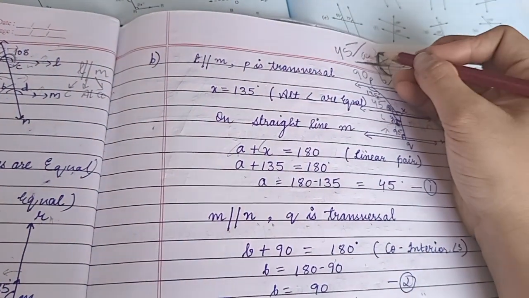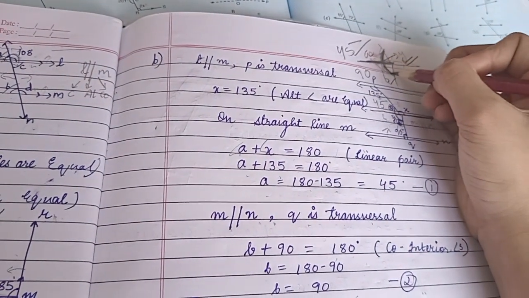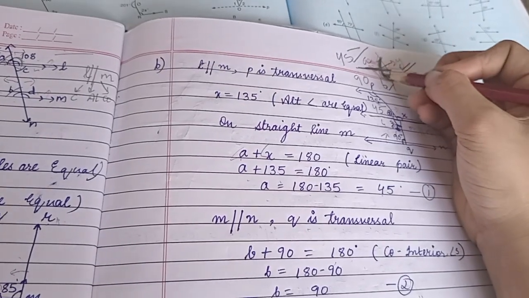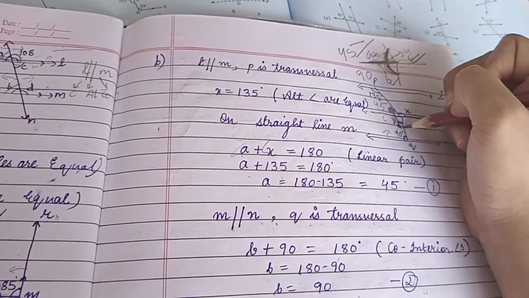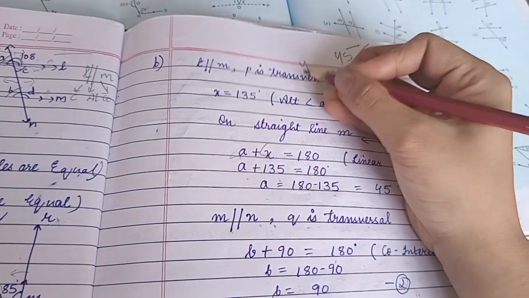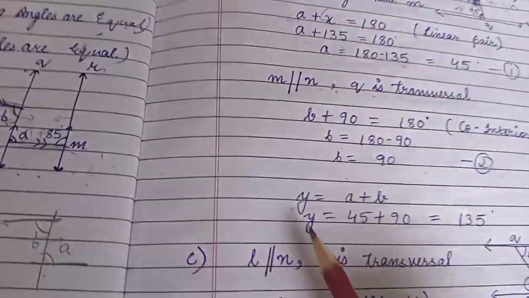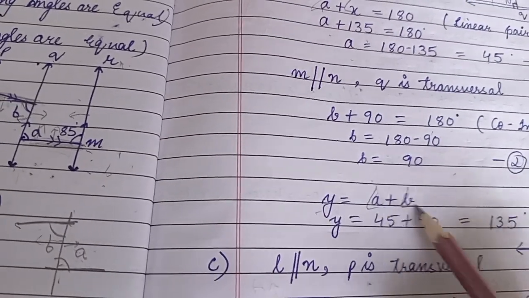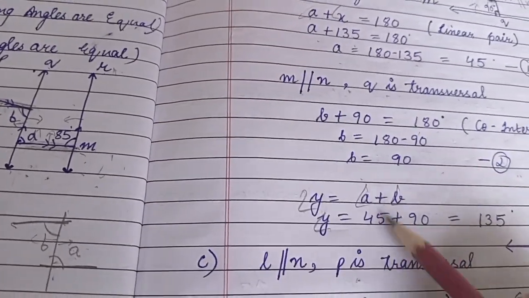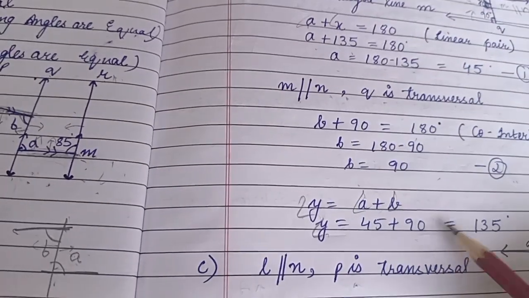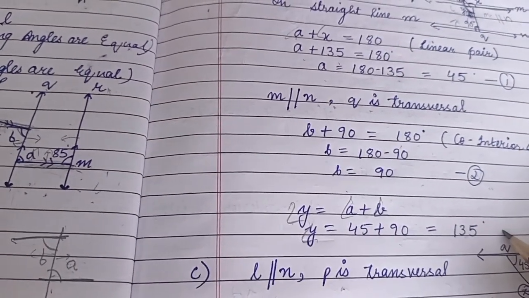But I don't want A and B separately. What I want is them together, when they are joined together. And when they are joined together, it is named angle Y. Complete angle Y. So Y will be equal to this plus this when I join them. So Y equals angle A plus angle B. What is the value of A? 45 plus 90 equals 135 degrees. Got it?